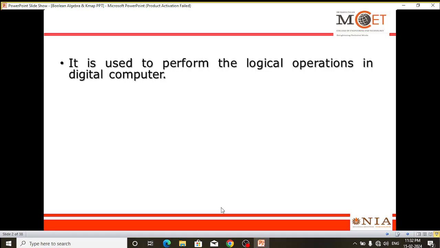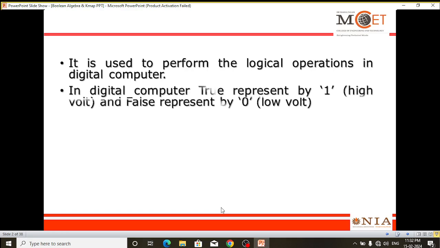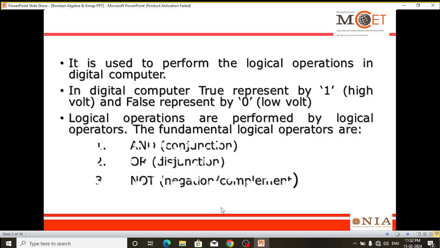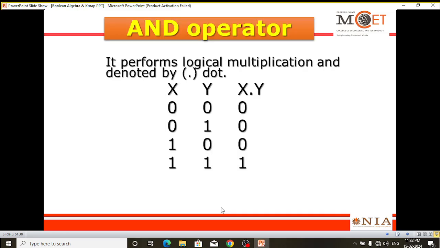Boolean algebra is an algebra for logic. Mainly it is used to perform logical operations in digital computers. In a digital computer, true is represented by 1, high voltage, and false is represented by 0, low voltage. So logical operations are mainly performed by using logical operators. The fundamental logical operators are AND, OR, and NOT (negation).